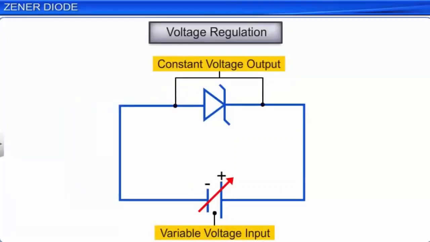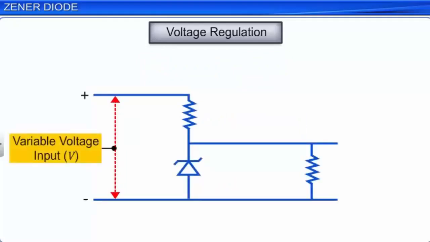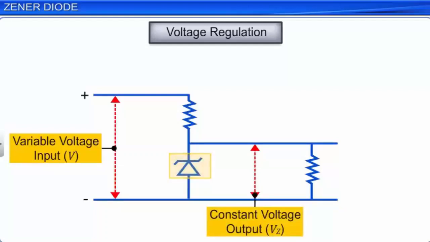Here is a simple circuit used for converting a variable voltage input, say, from a rectifier into a constant voltage output using a Zener diode. The input voltage is connected to the Zener diode through a series resistor having resistance R with the Zener diode in a reverse bias arrangement. A load resistance is connected parallel to the Zener diode to collect the constant voltage output across it. The current through R is equal to the sum of the Zener current and load current.